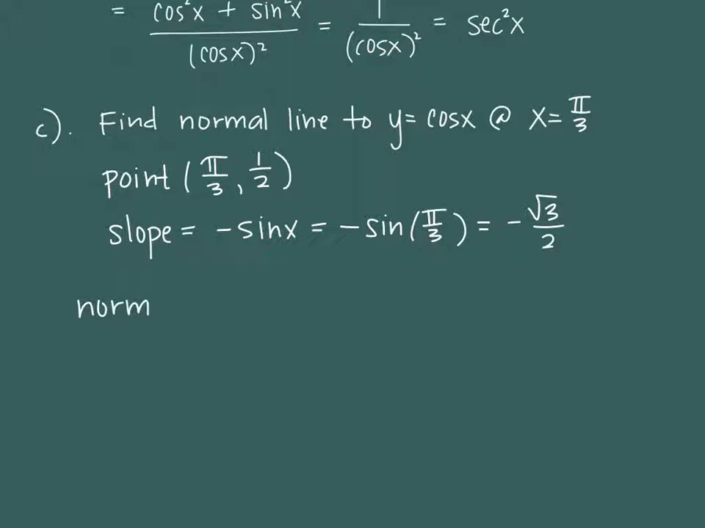And so to finish, your normal line would use that point and the negative reciprocal of the slope. So y minus 1/2 equals, the normal would be positive 2 over rad 3, and then x minus pi thirds. And Terry, you do not have to distribute that and turn it into y equals mx plus b form. You can just leave it, okay? Because it gets ugly when you distribute, because you're going to have rad 3 on the bottom. So just leave it.